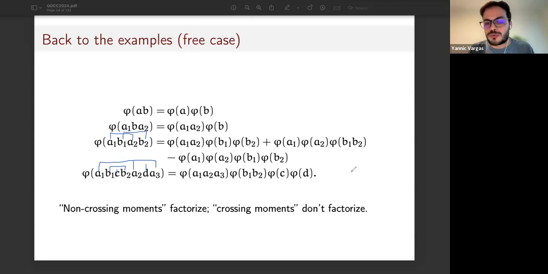So you will have just one factor. And as soon as you have crossing, then they will split into sums of products. That's what this sentence means. Okay, so here's, let's say, the magic now appearing in the study of formulas for the expectation of mixed moments, in this case involving free independence.